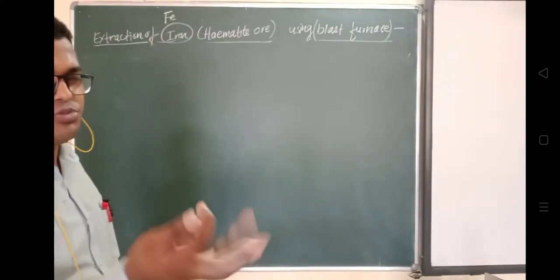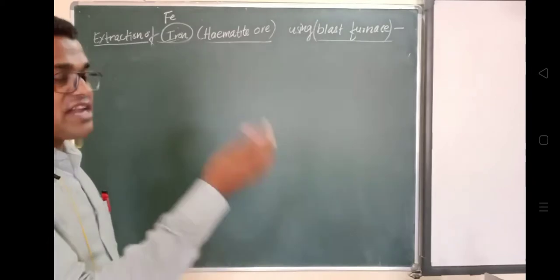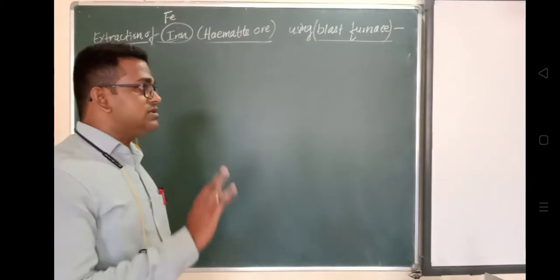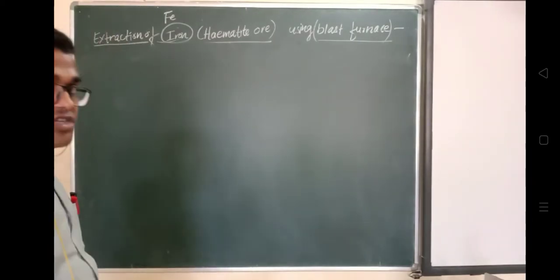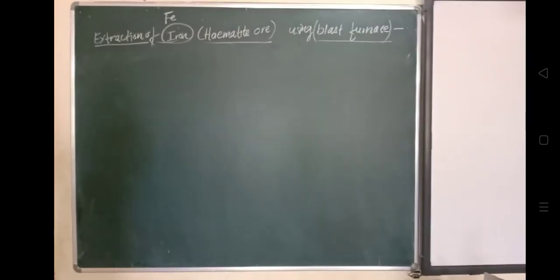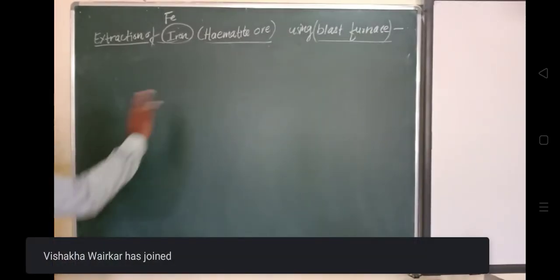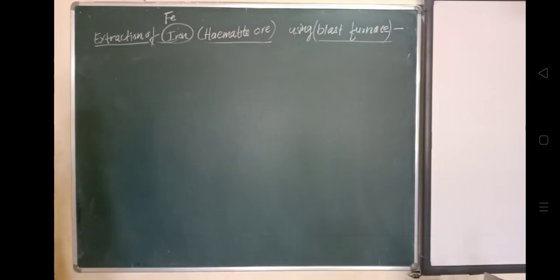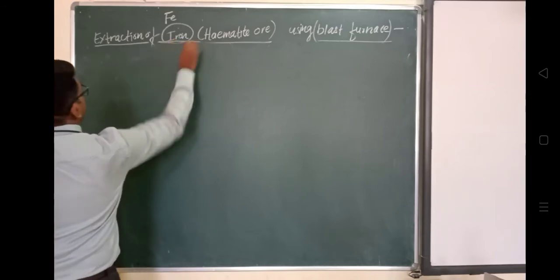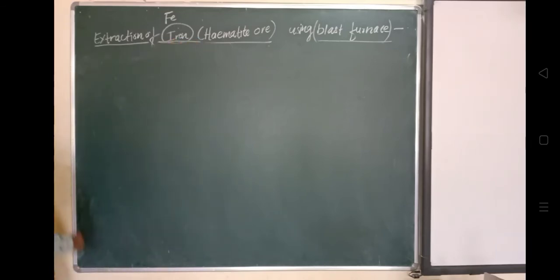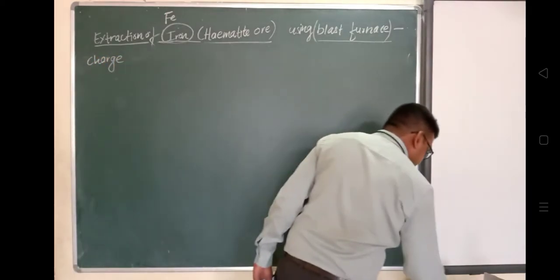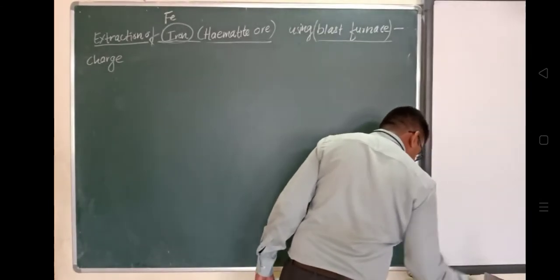The charge containing ore and limestone is introduced into the furnace through a cup and cone arrangement. In this arrangement, the cone enables uniform distribution of the charge and the cup prevents the loss of gases. Then a blast of preheated air. What is the meaning of preheated air? Consider this a cylindrical blast furnace, suppose. The charge will be inserted. What is the meaning of charge here? Charge is nothing but ore plus limestone.